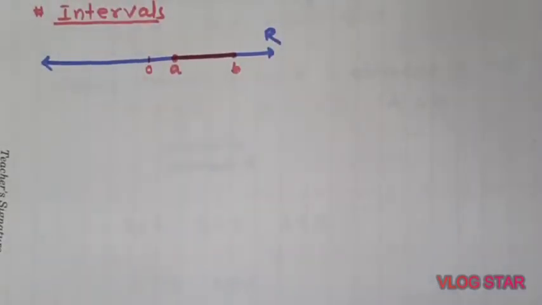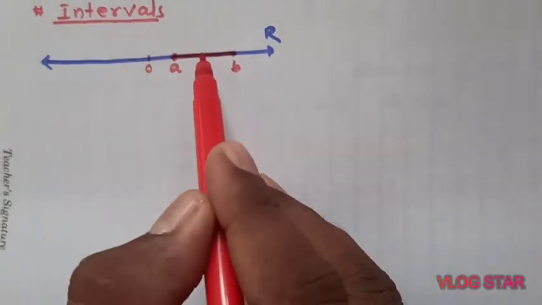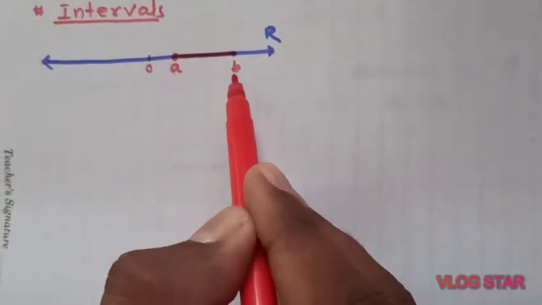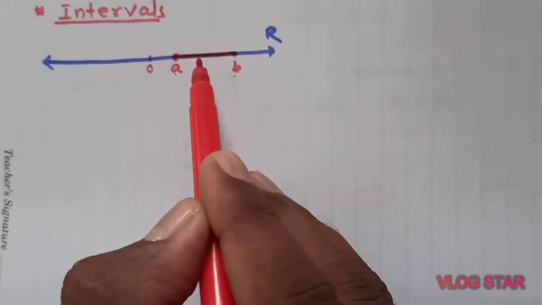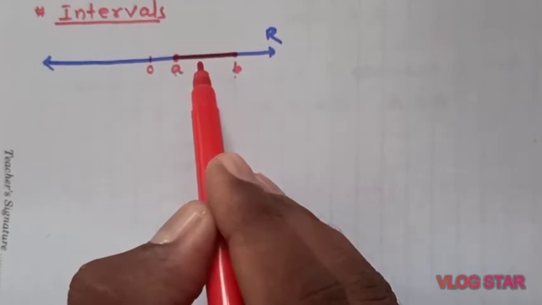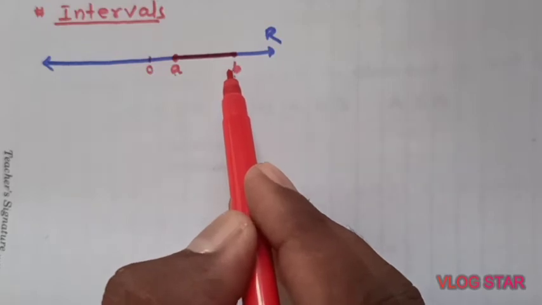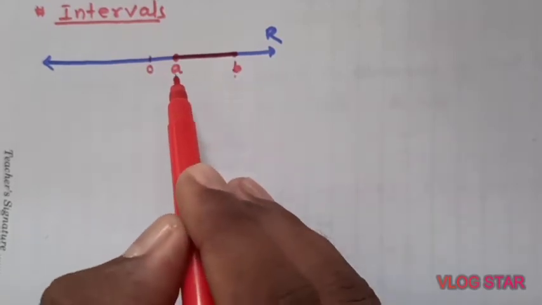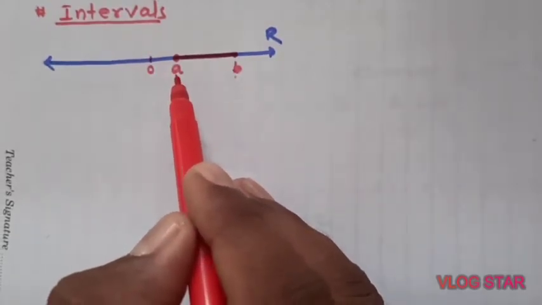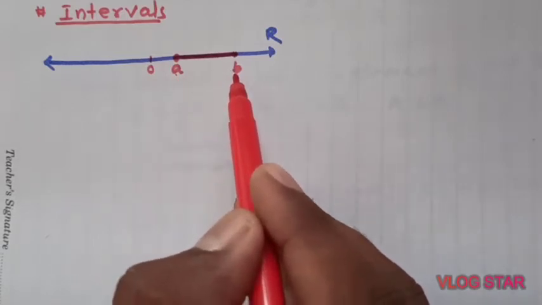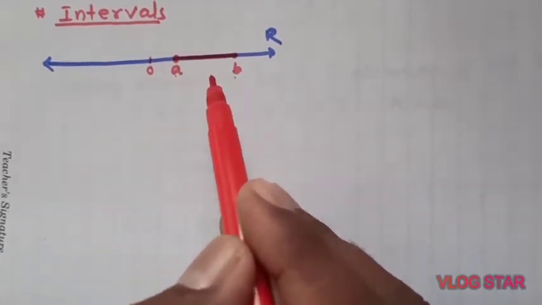So we can differentiate this interval. If you want to include A and B in that interval, that is one set. You can exclude A and B from that, that would be another set. You can exclude only A, or you can exclude only B. We'll see the types of interval.